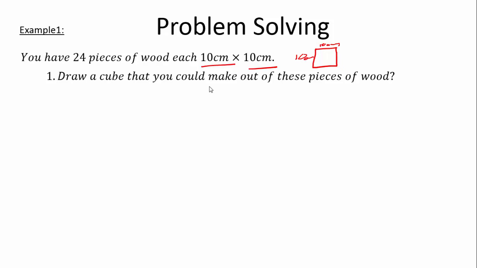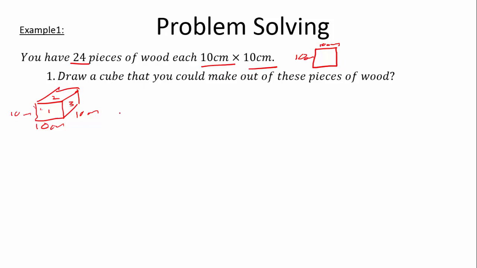A cube has 3 dimensions. These pieces of wood only have 2. So we could, for example, make a cube that looks like that, and like that. This was 10 centimeters, that was 10 centimeters, and that was 10 centimeters. But this was only using 1, 2, 3, and then it's a dice, 4, 5, 6 pieces of wood. We need to use 24, right?